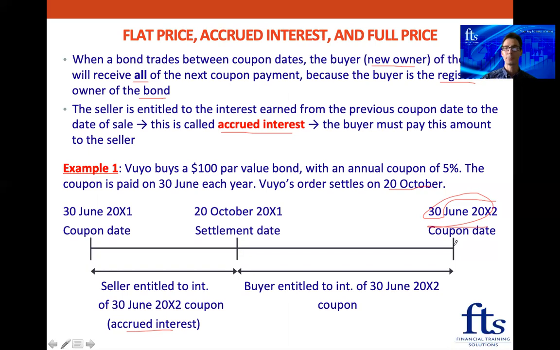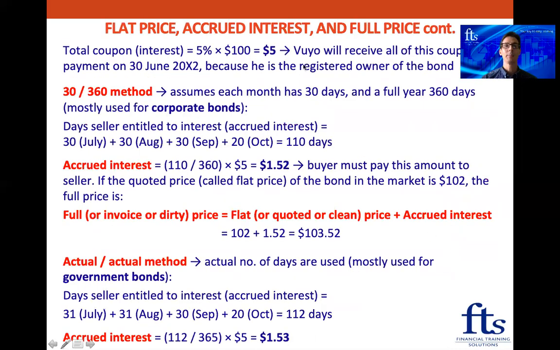So let's do the maths quickly. The total coupon, nice and easy, we know how to work that out. The total coupon is $5. So this means that Vuyo will receive all of this coupon payment on 30 June 2002 because he is the registered owner of the bond. He's going to get the full coupon. So to work out the accrued interest, what belongs to the seller, there are two ways to do it. We can use the 30/360 method or the actual method. So let's do the 30/360 method first because it's nice and easy.